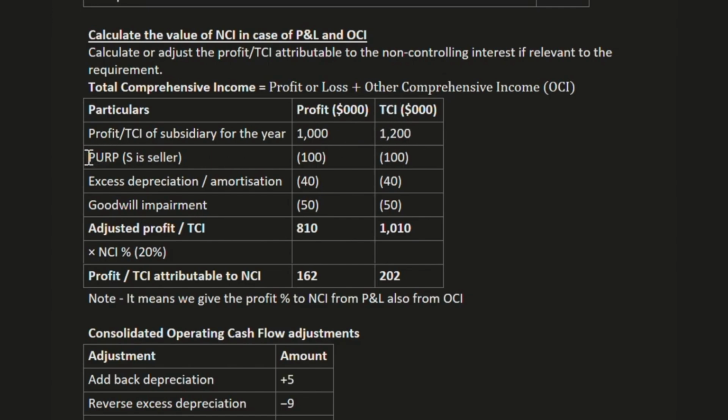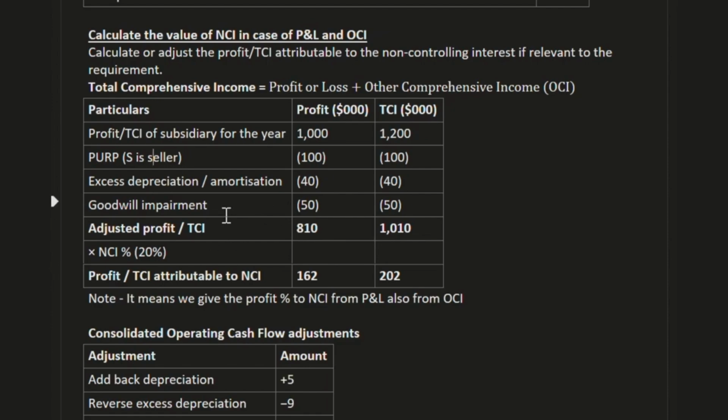We need to subtract unrealized profit if the subsidiary is the seller. 100 profit, same as it is, it will be subtracted from both. And excess depreciation or amortization, we need to subtract it, same as it is. Goodwill impairment, we need to subtract it. Adjusted profit, we need to do the adjustment. After this, we will get 810, and total comprehensive income will be 1010.